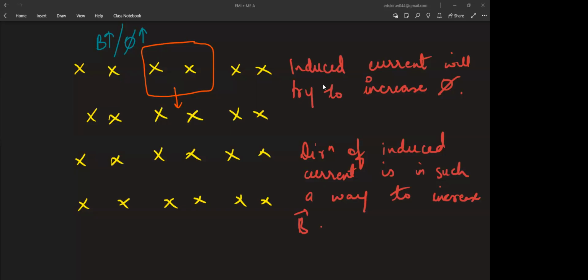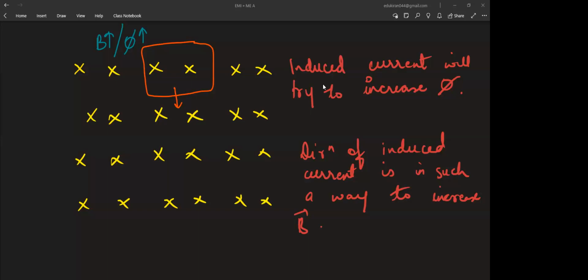Okay. So yes, Rishita is right. The induced current will try to now decrease the flux because of the increase in the flux only induced current was produced. And according to Lenz's law, induced current tries to oppose the cause, and the cause is increasing magnetic flux. So it will oppose it. It will try to decrease it. How was flux increased? Because magnetic field lines were increased. So how will the flux decrease? When the magnetic field lines are decreased.